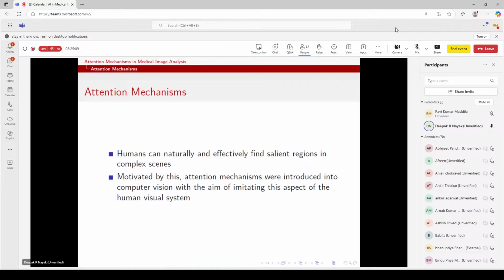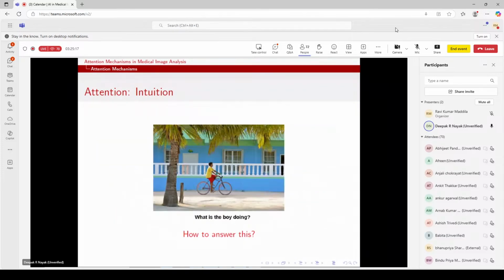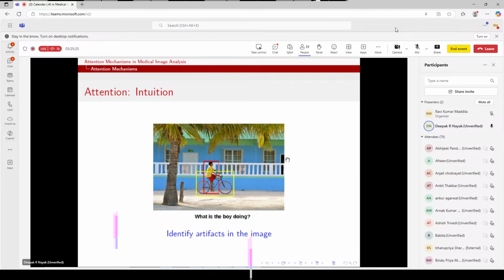Whenever we see something, we usually see only the important parts, right? So for example, if I show you this picture and ask you what the boy is doing, you will focus only on this part, and you will not focus on the irrelevant parts. Only these parts are relevant for us. The tree part and all the other parts in the image are irrelevant for us.